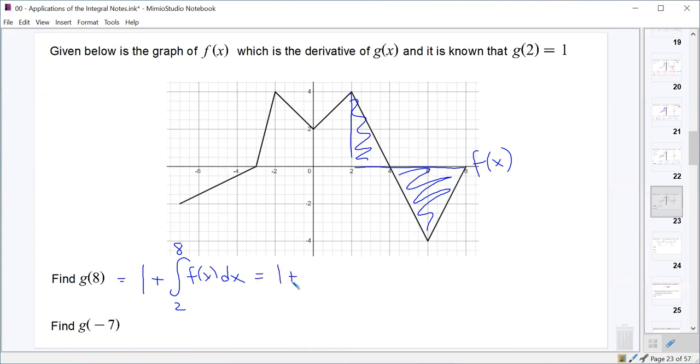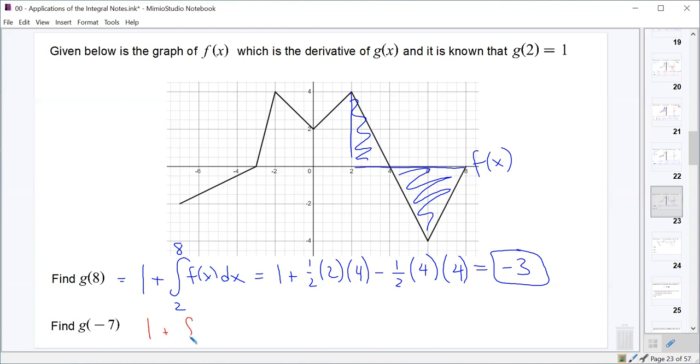We've got 1 plus the integral from 2 to 8, which starts out as a positive value, 1/2 of the base of 2 and a height of 4. And then we'll subtract 1/2 the base of 4 for this other triangle that's below the x-axis from 4 to 8 times a height of 4. And we've got 1 plus 4 is 5. And 5 minus 8 gives us negative 3.